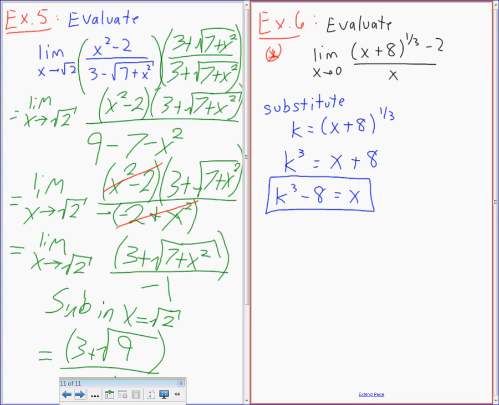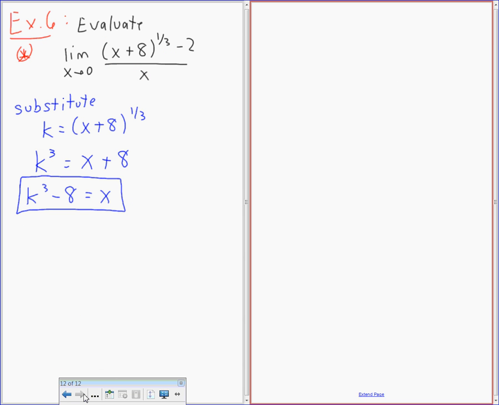Are we okay now? Can somebody be brave and sub that back into my question and tell me what we get? Good. K cubed minus 8, yeah. So it's going to be the limit as x approaches 0 of k minus 2 all over k cubed minus 8.